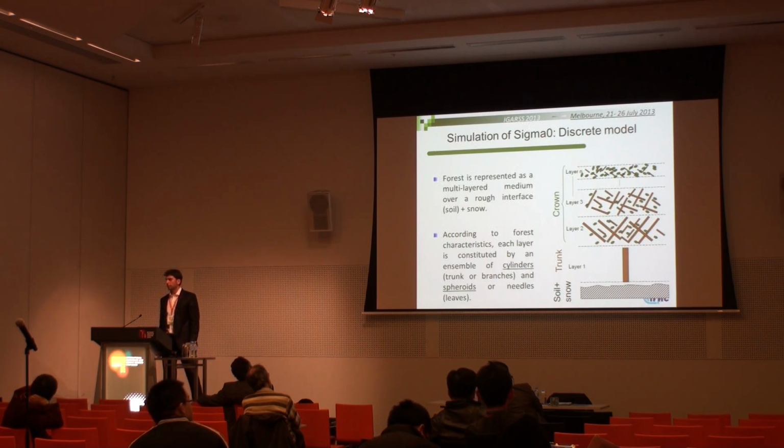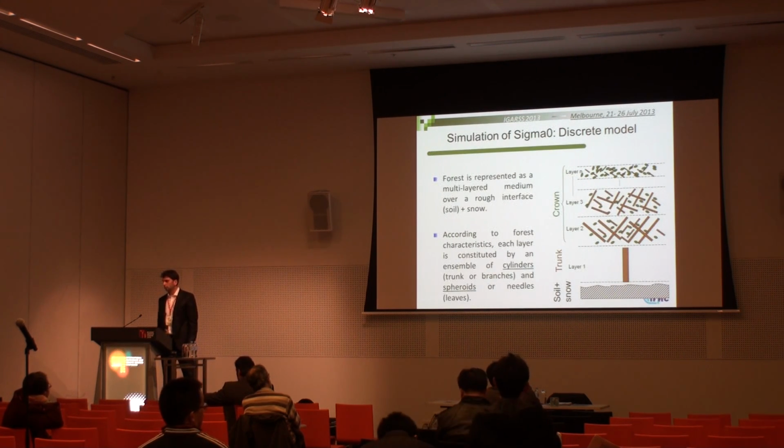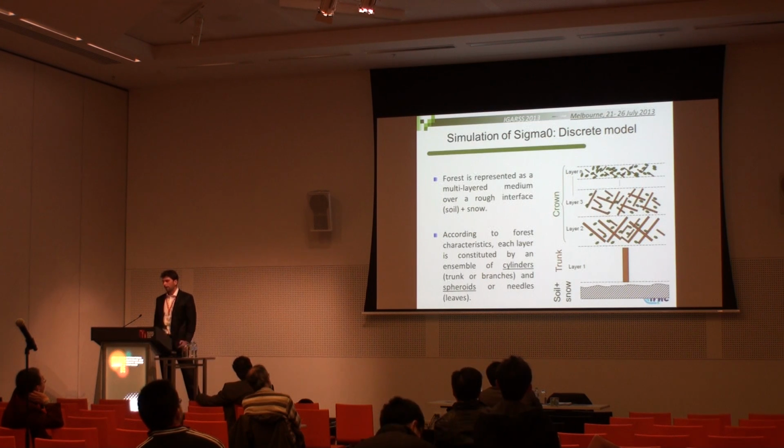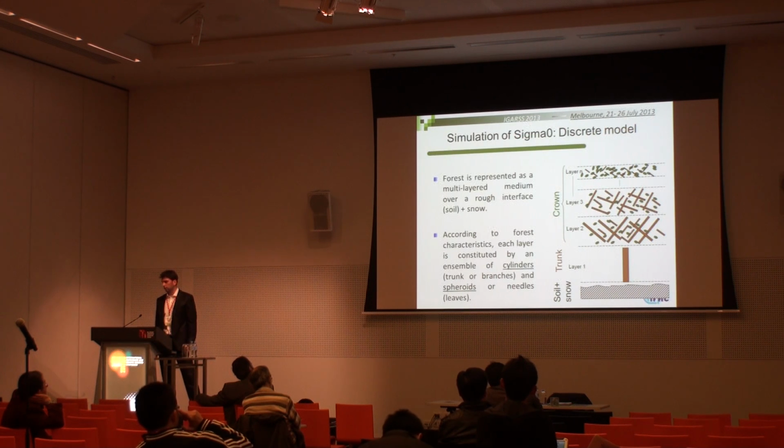And now we will present the model that we have used for validating that data. The forest is a multi-layer radiative transfer model with a multi-layer medium over a rough interface, soil and snow. According to forest characteristics, each layer is constituted by an ensemble of cylinders, trunks or branches, and spheroids for needles and leaves.